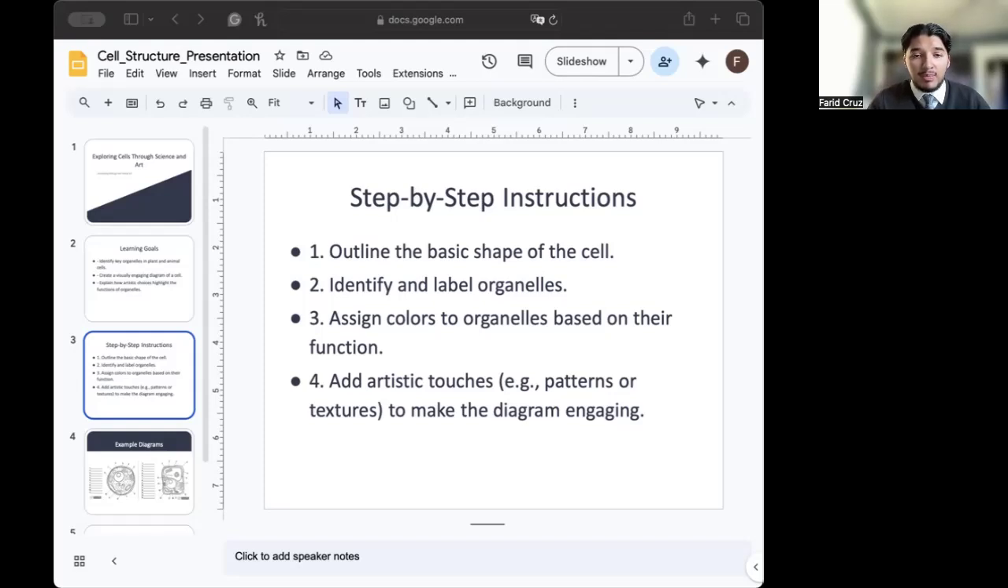I'm going to pass out your papers and you all can get started on outlining the basic shapes of the cell. Remember that plant cells have features like a cell wall, which makes their shape more rigid, and chloroplasts for photosynthesis. Animal cells, on the other hand, don't have these, but they do include lysosomes, which help break down waste. Feel free to refer to the templates for any guidance that you may need.